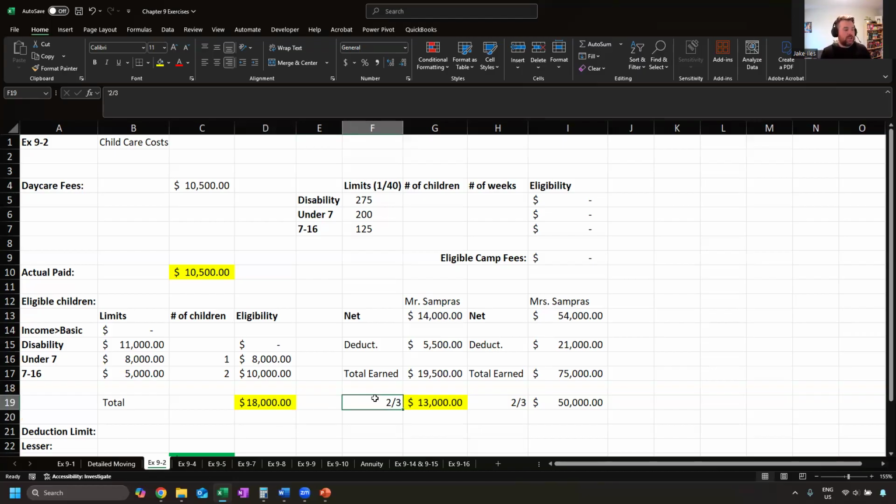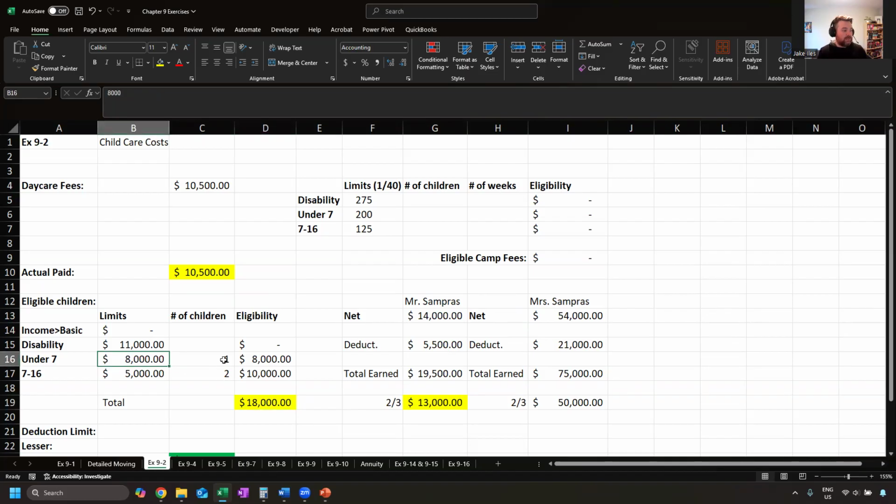We're also limited by 2/3 of our net income, especially for the lower income person. So Mr. Sampras had $14,000 net income, deductions of 5,500. His total earned income, his gross income, was 19,500. 2/3 of that amount is $13,000. Mrs. Sampras had much higher income. 2/3 of her amount was $50,000. Mr. Sampras was the lower income individual. His income is what we're limited by. So we have these three ceilings that we can't deduct over, and we have to pick the smallest number.